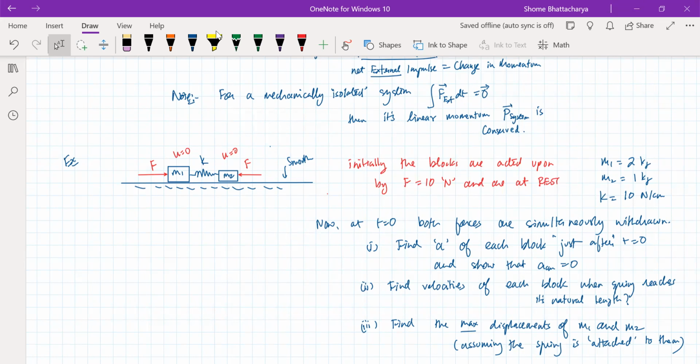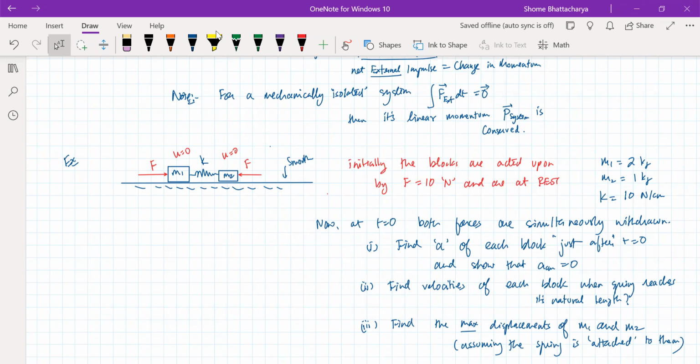Now see, if we treat the two particles or the two blocks plus the spring as a system, then you can see there are a number of external forces acting on it. There are the two horizontal forces applied, F and F. There are gravitational forces or weights of M1 and M2. There are normal reactions. Okay. But at the same time, you can see that at the given moment, even before t equal to 0, what about the net external force? It's 0, right?